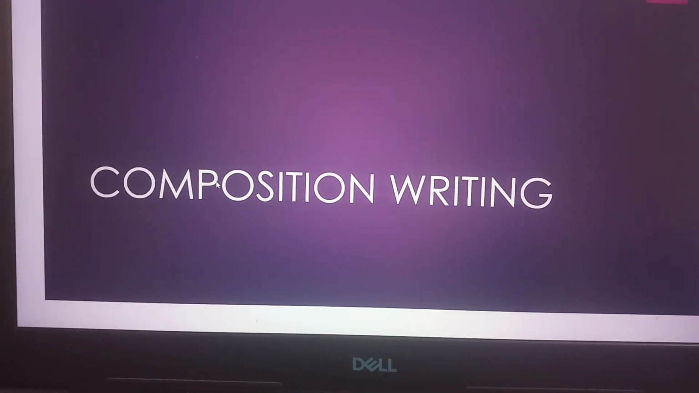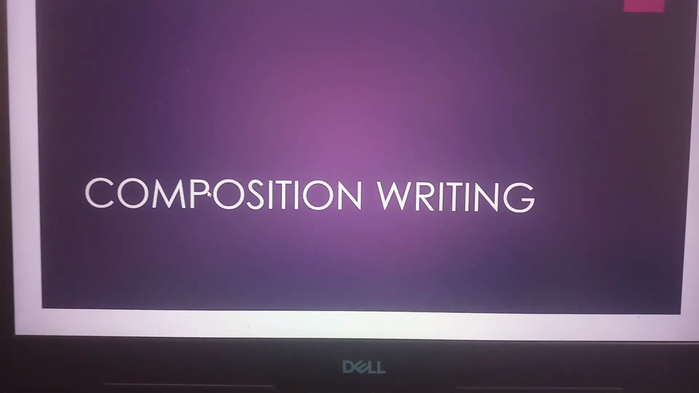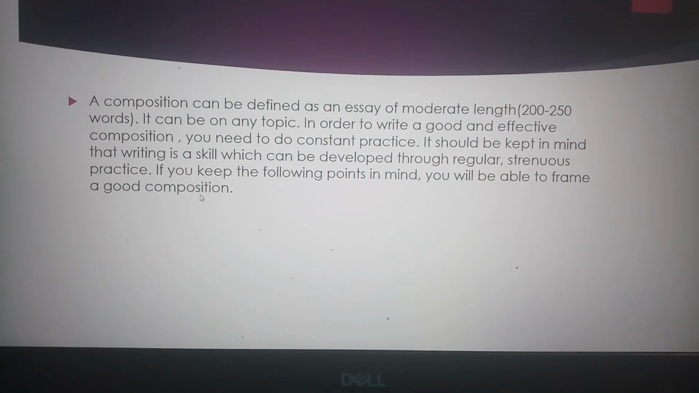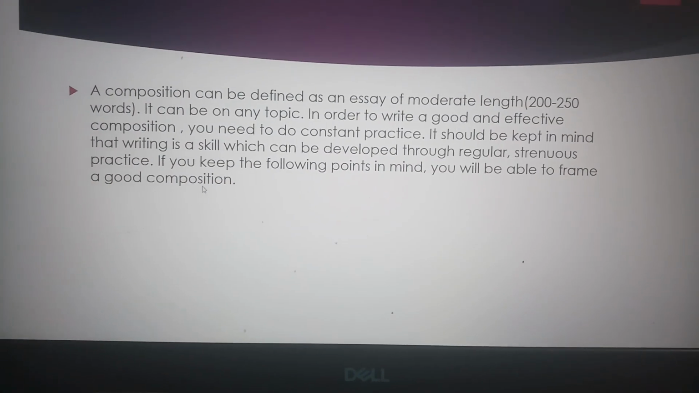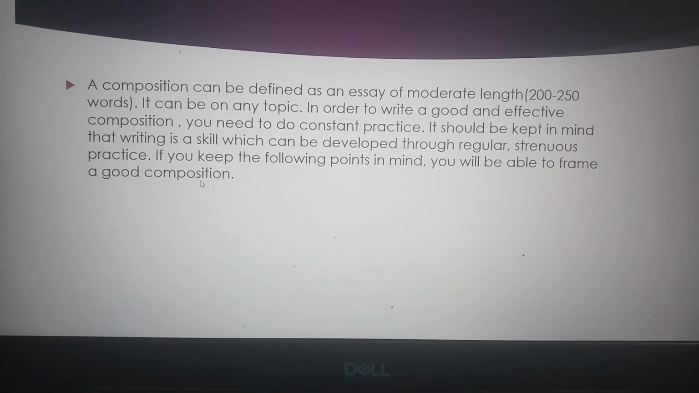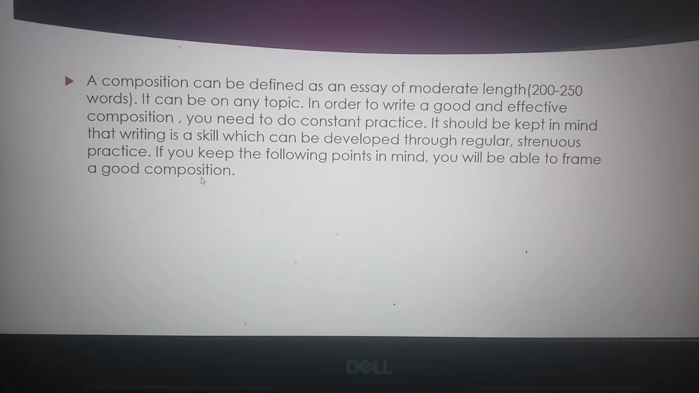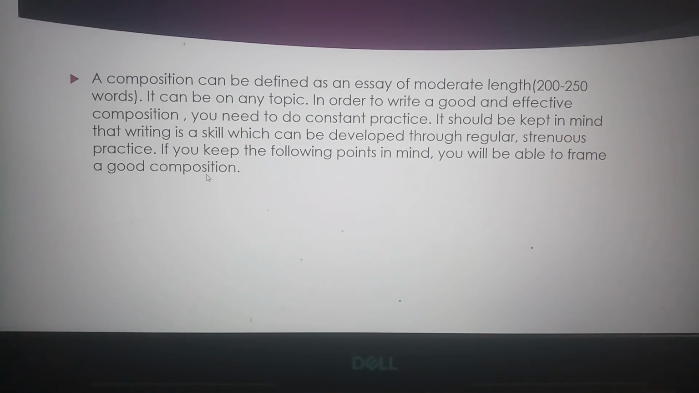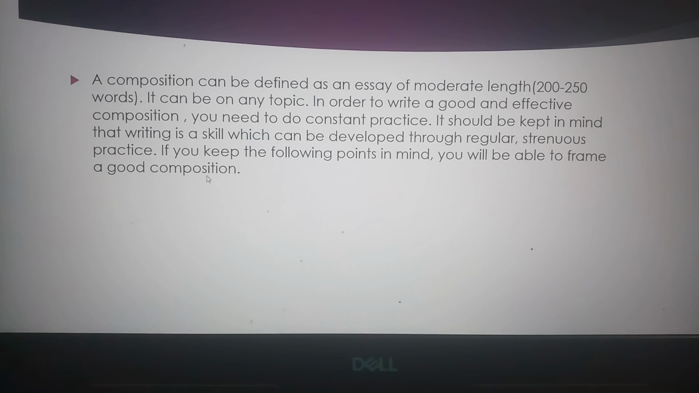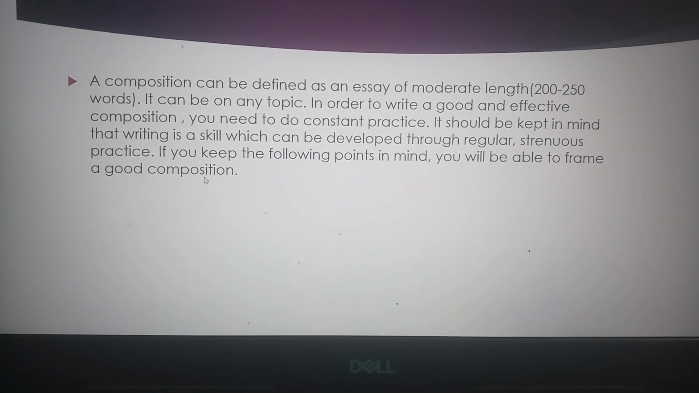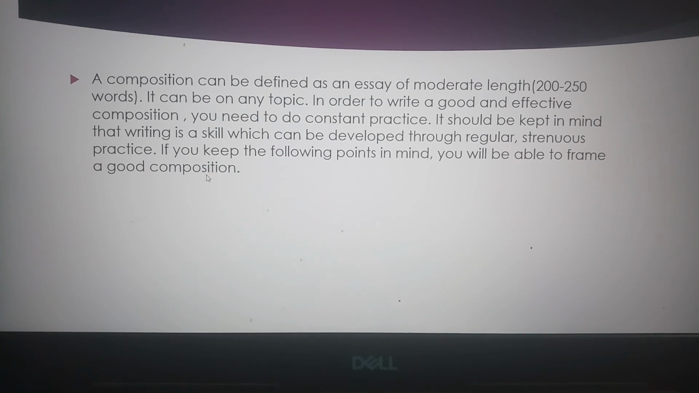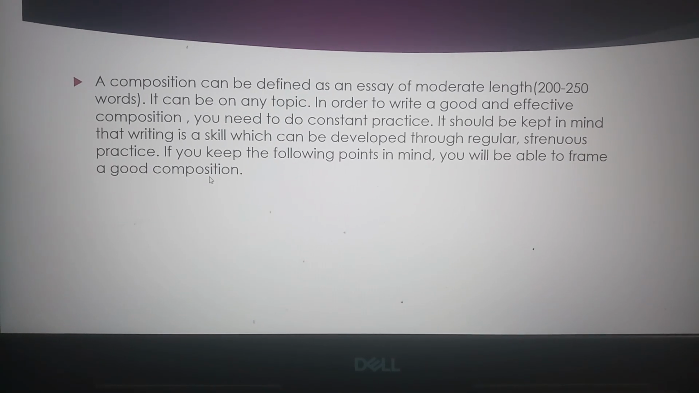Hello students, today we are going to talk about the topic composition writing. A composition can be defined as an essay of moderate length, 200 to 250 words. It can be on any topic. In order to write a good and effective composition, you need to do constant practice. It should be kept in mind that writing is a skill which can be developed through regular, strenuous practice.